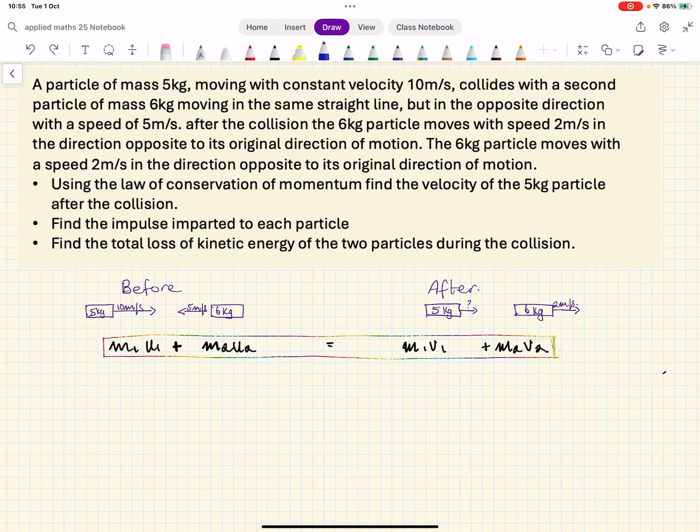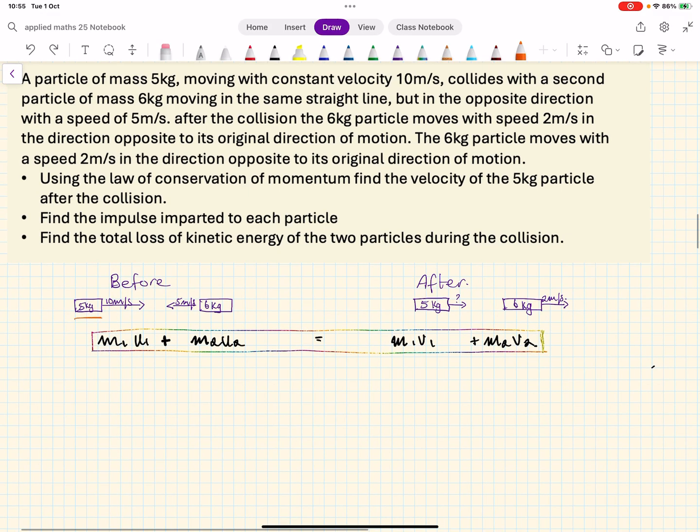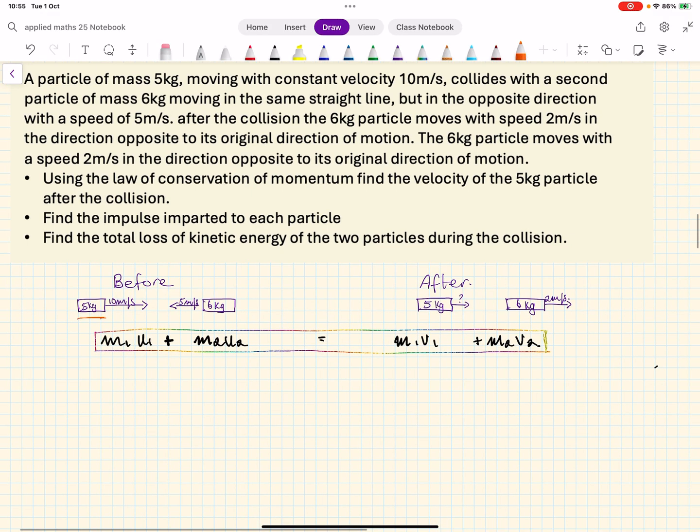A particle of mass 5 kilograms is moving with constant velocity 10 meters per second. That's it here. And it collides with a second particle of mass 6 kilograms, moving in the same straight line with the opposite direction and a speed of 5 meters per second. So that's this situation here.